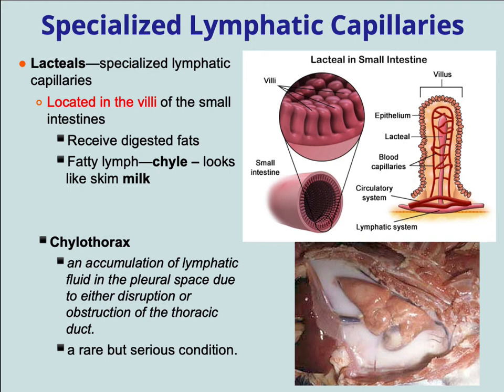Chylothorax is a rare but serious condition where there's an accumulation of lymphatic fluid in a space around your lungs. That's called the pleural space. So that chyle accumulates in the pleural space. And chyle can accumulate in the pleural space due to either disruption or an obstruction of the thoracic duct. We'll take a look at where the thoracic duct is later. So as you can see, the chyle is accumulating here.